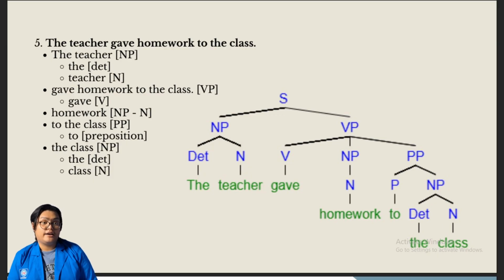So this is the tree diagram. NP and VP. The NP consists of a determiner and a noun, "the teacher." The VP has the verb "gave," the NP noun "homework," and the PP with P "to" and the noun phrase "the class."